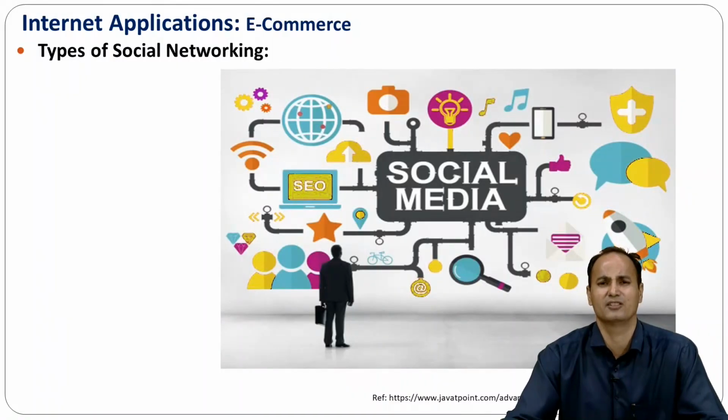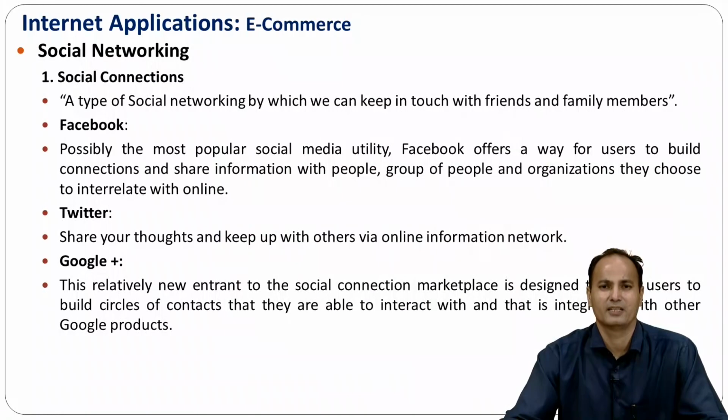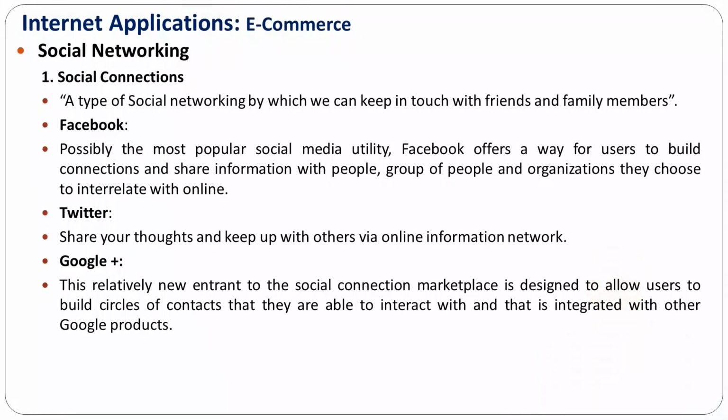There are various kinds of social networking sites available, and they are used across society. Social connections: social networking has one point, that is social connections. Through Facebook, we can connect with people, as we already discussed. Twitter, through which we can share our thoughts on a particular topic. Google Plus is a relatively new entrant to the social connection marketplace, designed to allow users to build circles of contacts they can interact with, and it is integrated with other Google products.